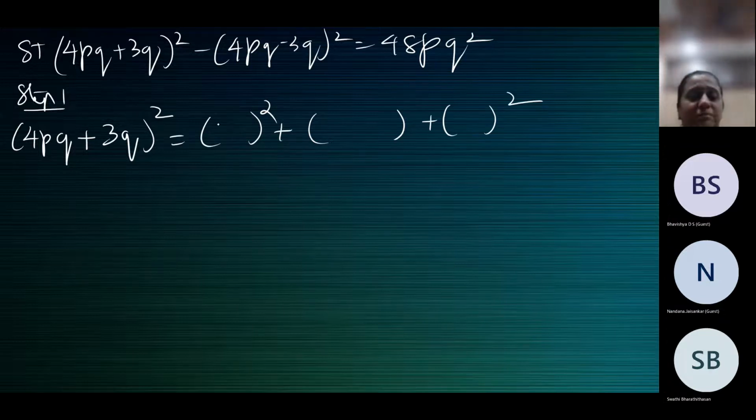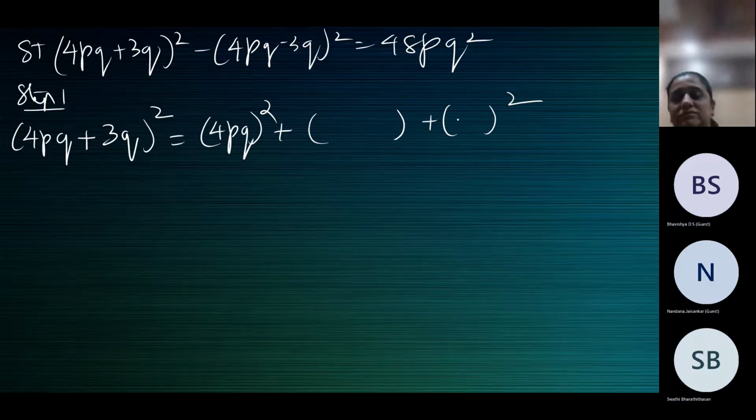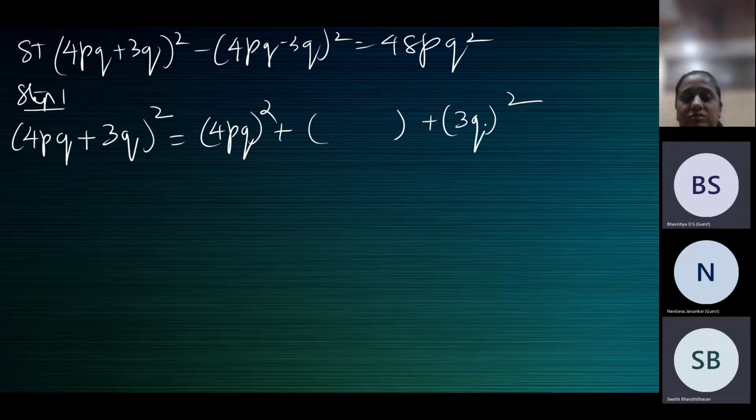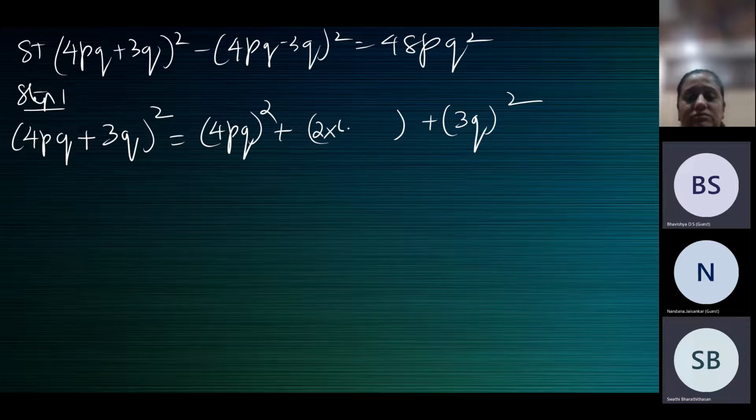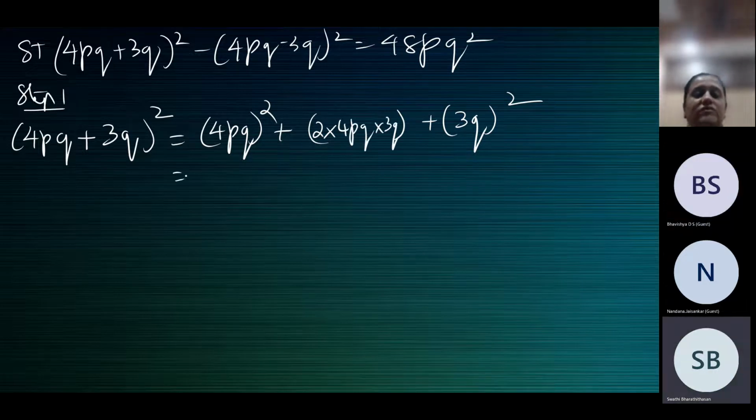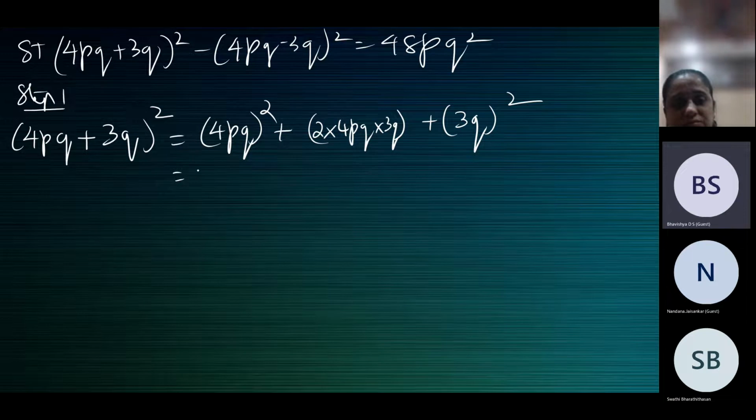So what is a? 4pq, ma'am. What is b? 3q, ma'am. Then what is 2ab? 2 into 4pq into 3q, ma'am. Yeah. Now this is equal to, what is it? What is 4pq into 4pq? 16pq, ma'am. 16p square q square.